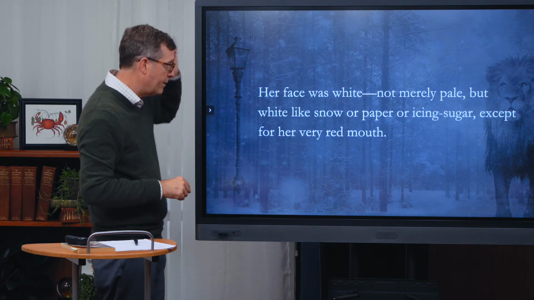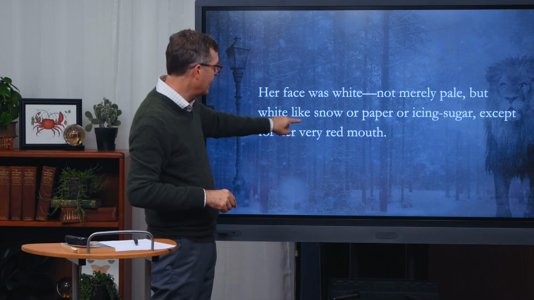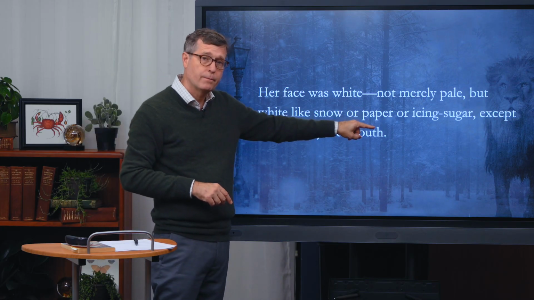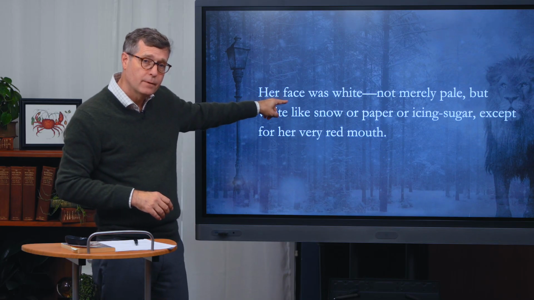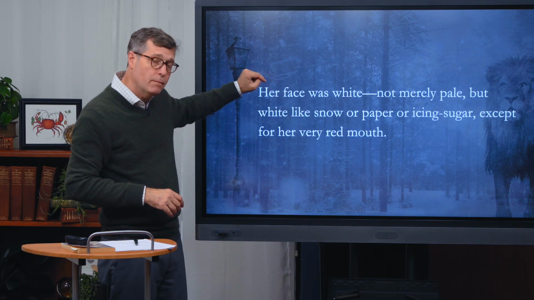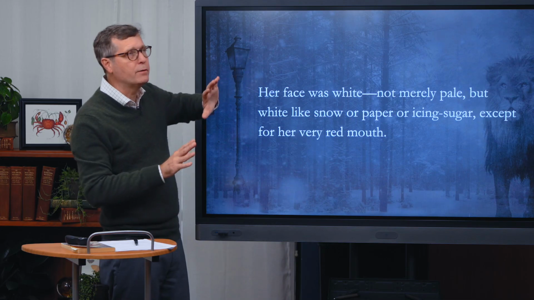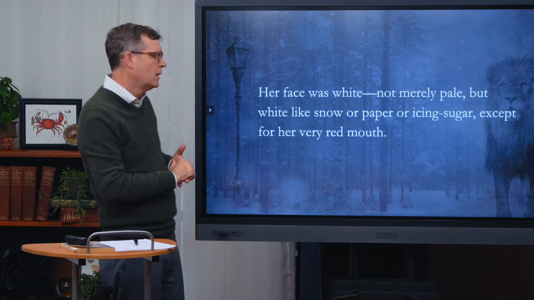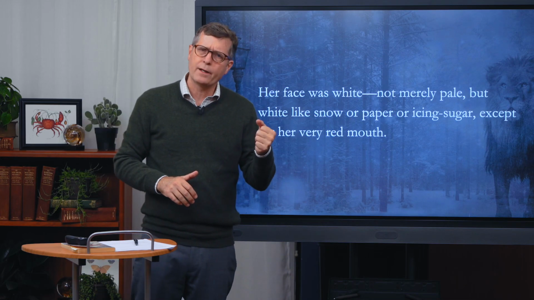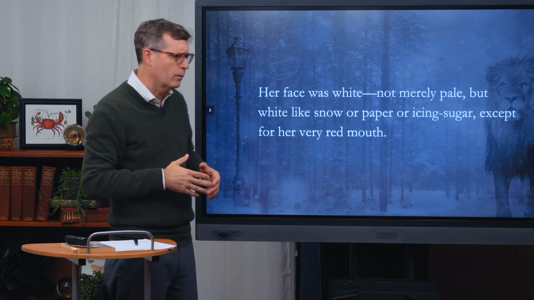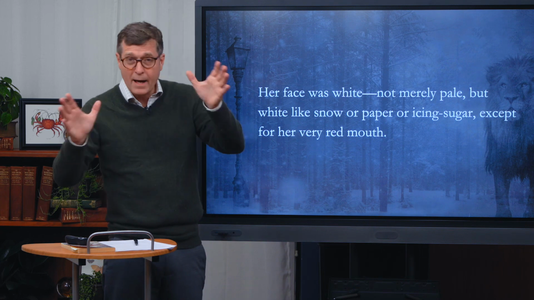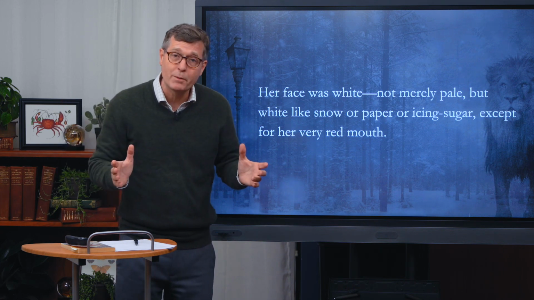That simile, of course, is white like snow or paper or icing sugar. What is Lewis accomplishing with that simile? Well, you could make some cases that when it says she's white like snow, that shows she's cold inside. You can say that kind of stuff. Maybe if this were a literature class, that's what we would do.